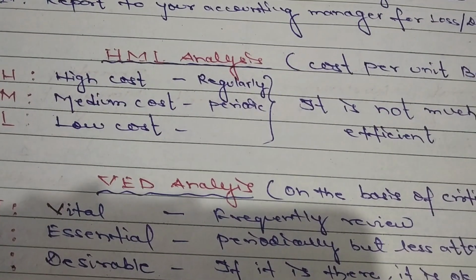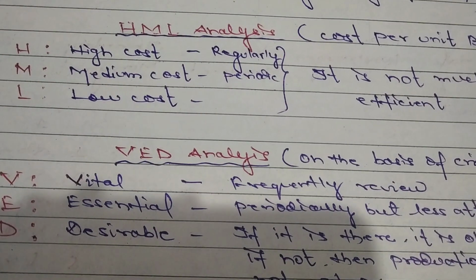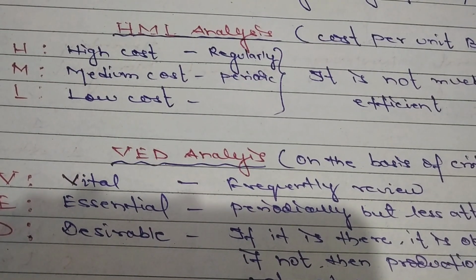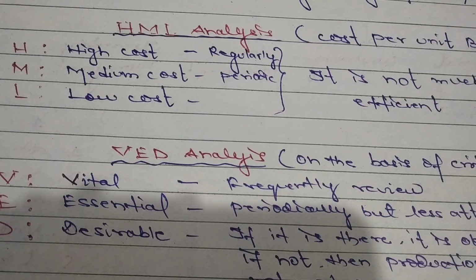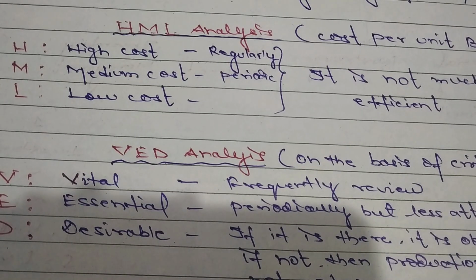Then the next one is HML analysis. It is basically high cost, medium cost and low cost. The basis of HML is the cost per unit of an item. You have to classify the entire raw material and components as per their cost per unit. If the cost per unit is very high, then it comes under the high cost category. If the cost is less than high, then it is medium cost, and everything below that comes in low cost.